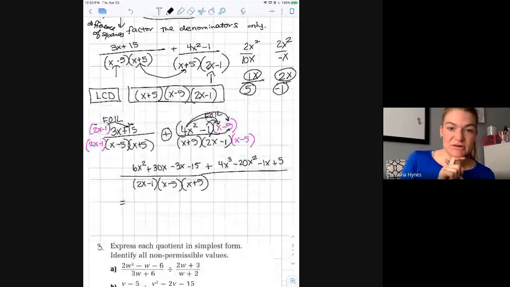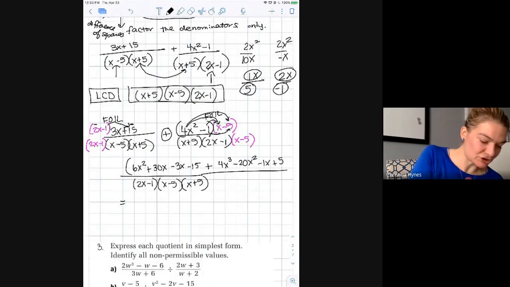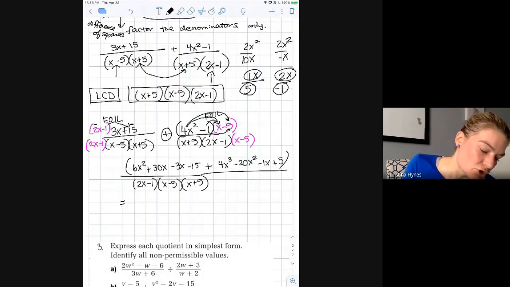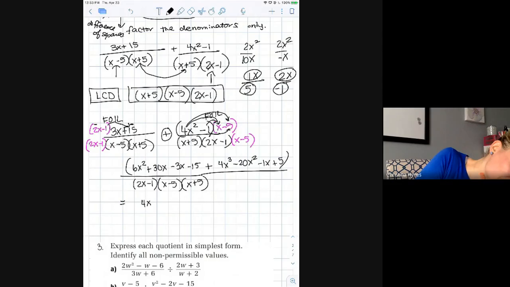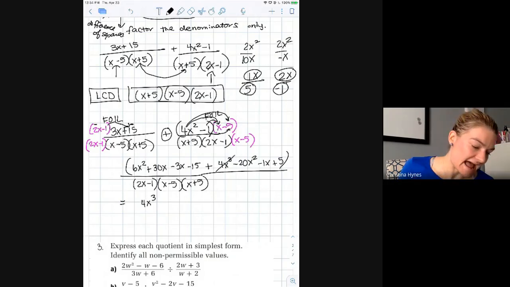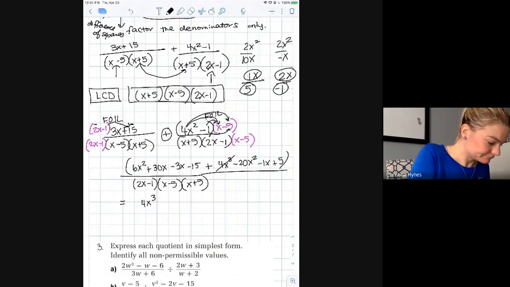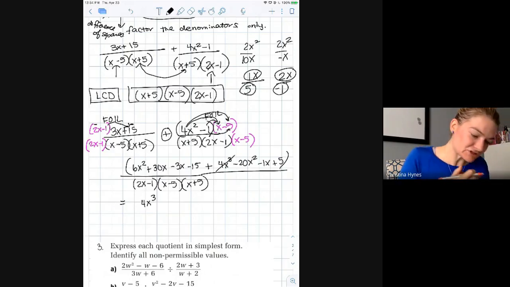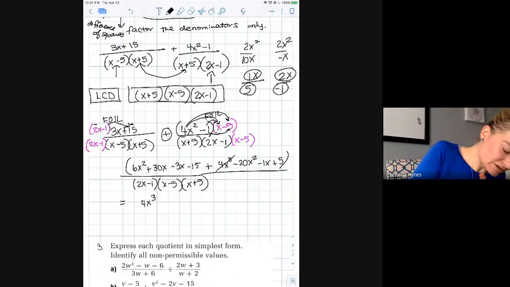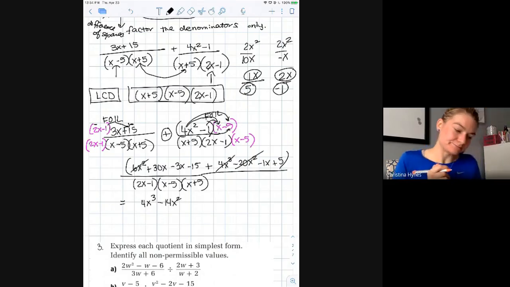So now I want to join together all the like terms in the top, meaning all the like terms in this top level right here, the numerator. So I have a 4x cubed, and I have nothing else, so that's gone. I have negative 20, and I have a positive 6. So that's going to be negative 14x squared. That's that and that put together.